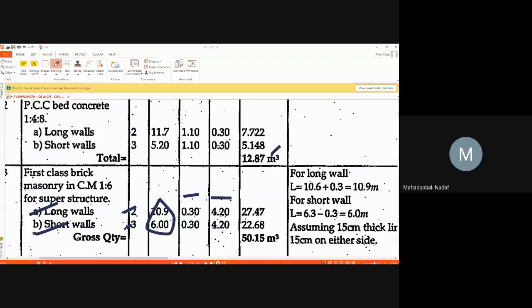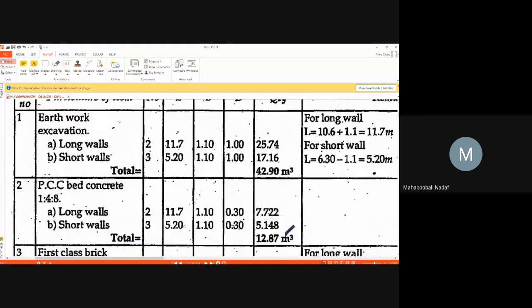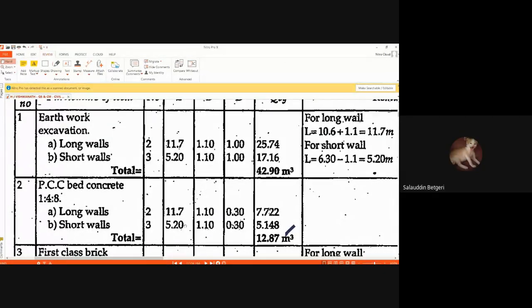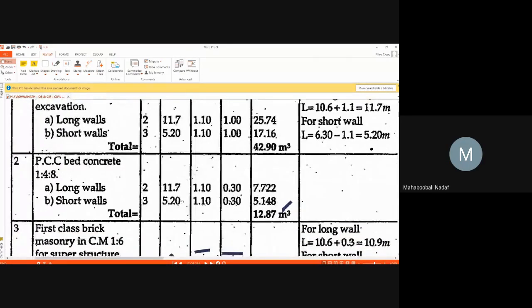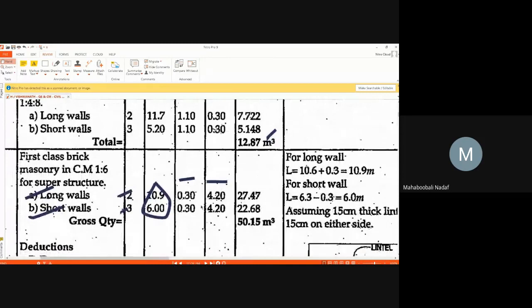Very good. Please be attentive. Salauddin Betigeri, can you tell me the width and height of the brick wall by referring to the cross section? Yes, sir. Width 0.3, sir, and height 4.2, sir. Height 4.2, sir. Okay, na?